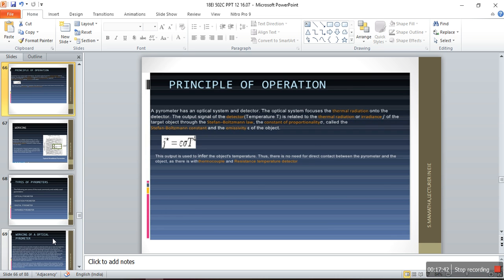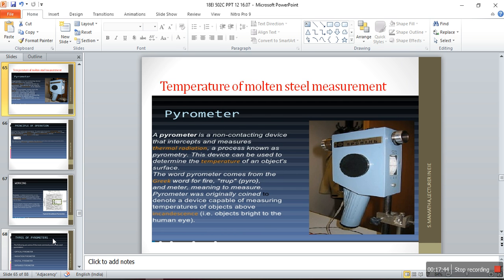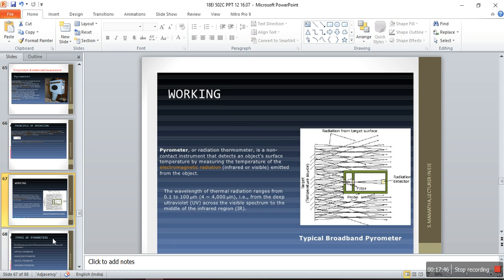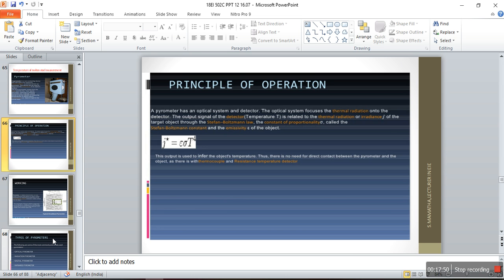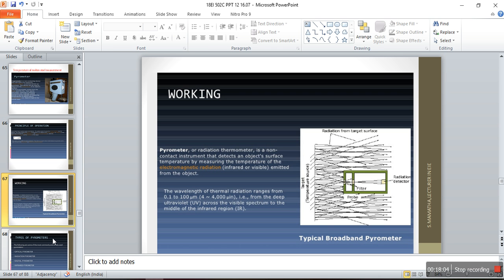Pyrometers generally depend on the Stefan-Boltzmann emissivity or thermal radiation principle: J equals epsilon sigma T power 4. That is the principle of our pyrometers.